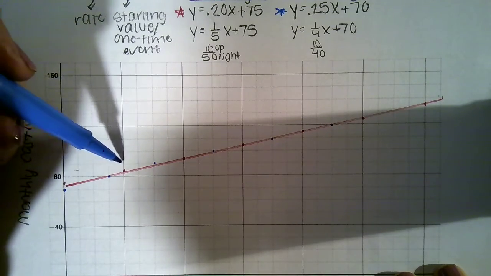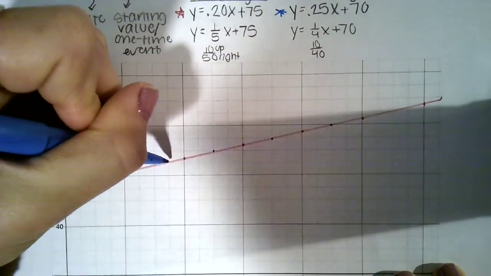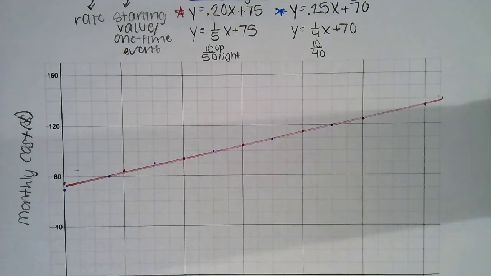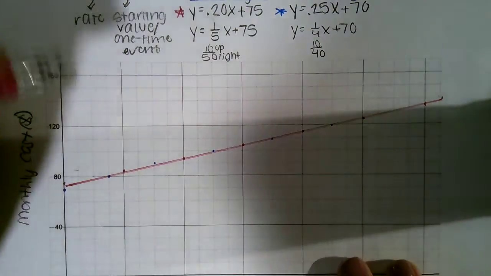Where is my marker? Right here. Oops. I'm going to do this in pencil. That way I can make mistakes and it's not a big deal. Okay.